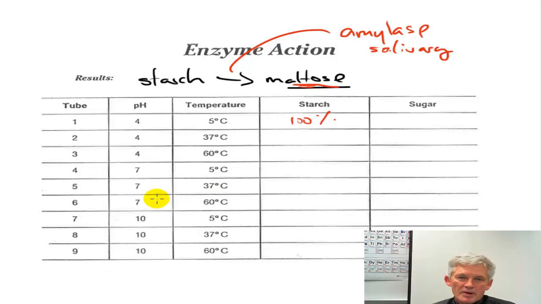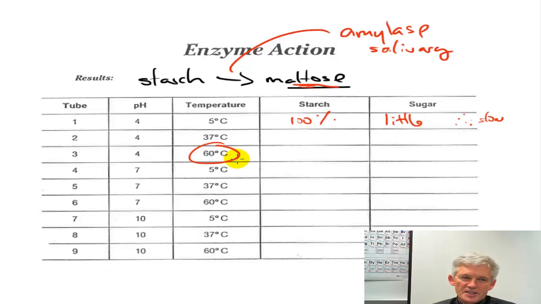You're going to get some conversion, but the key thing with temperature is you are dealing with basically very few collisions between substrate and enzyme. At that temperature, molecules are moving very slow, so they're not going to start banging into each other and make things happen. On the other hand, take this temperature here, 60 degrees Celsius.